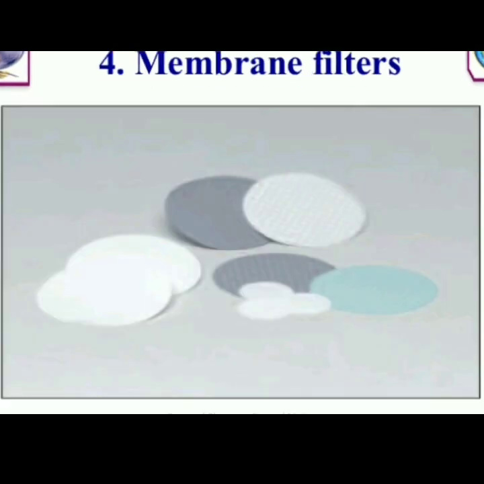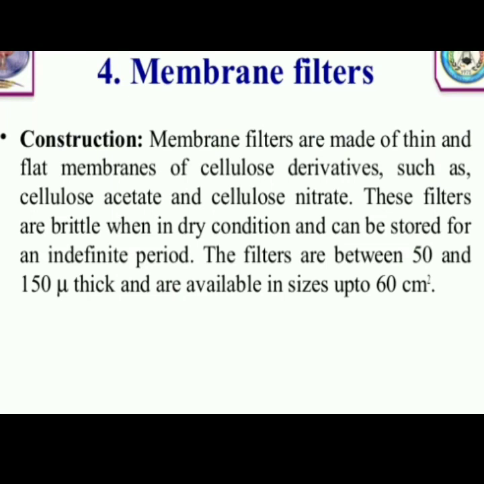This membrane filter looks like this. These are the membrane filters, and they are made up of cellulose acetate and cellulose nitrate, or mixed cellulose esters. These membrane filters are supported on a rigid base of perforated metal, plastic or coarse sintered glass. They are made from any kind of cellulose nitrate, cellulose acetate, or cellulose esters.